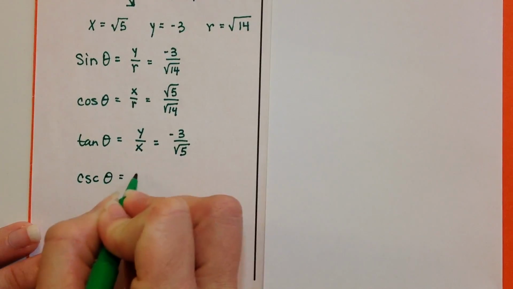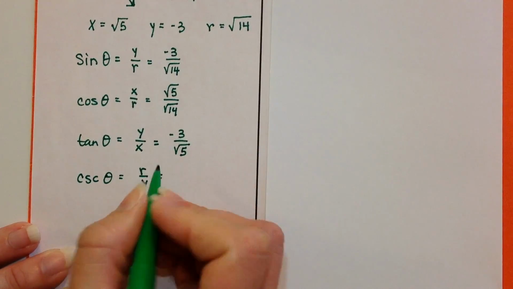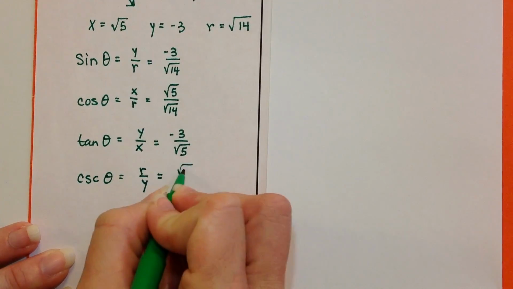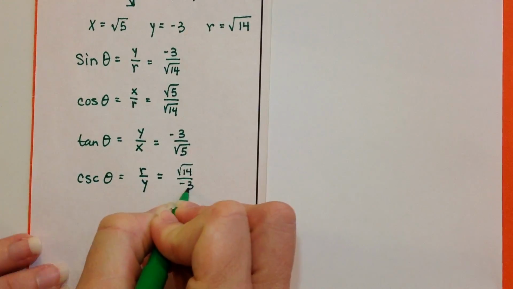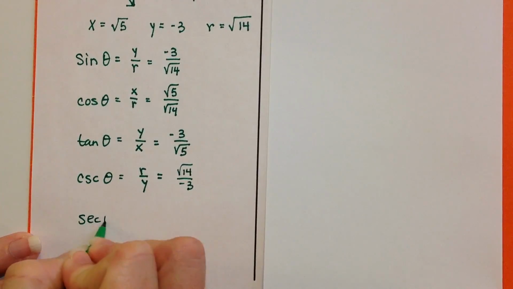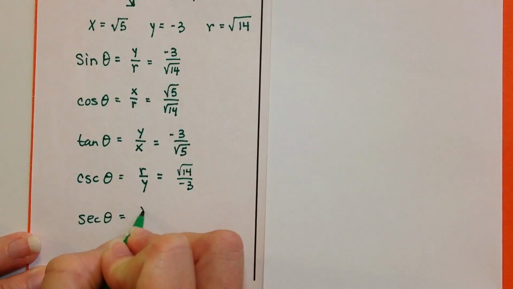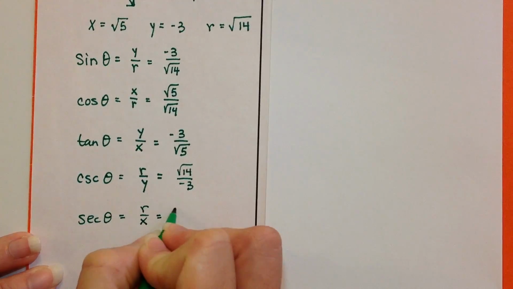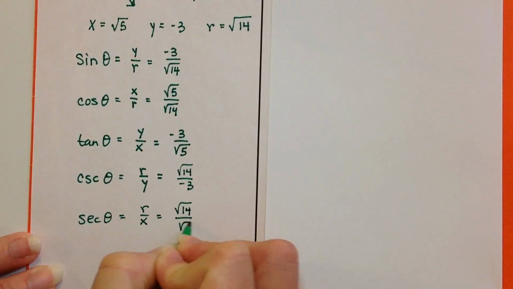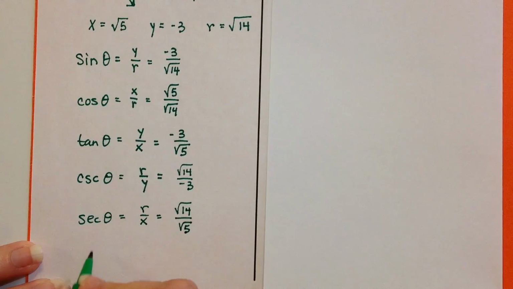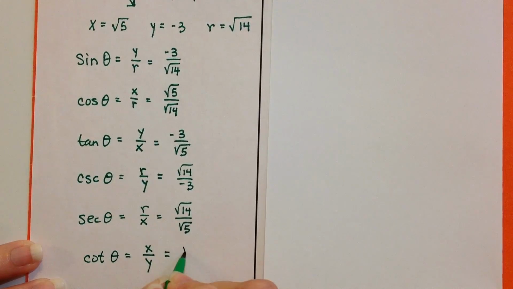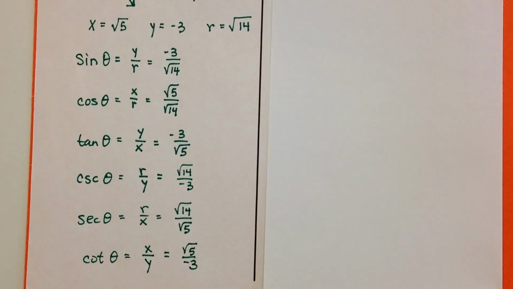Cosecant is r over y. Okay, so r was square root 14, y is negative 3. Secant is going to be r over x. Again, r is square root 14, x is square root 5. And last, we have cotangent, and that's going to be x over y. So that will be square root 5 over negative 3. Okay, so when you're asked for your 6 trig functions, there they are.